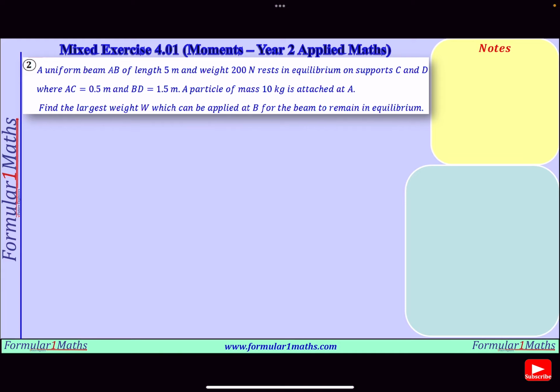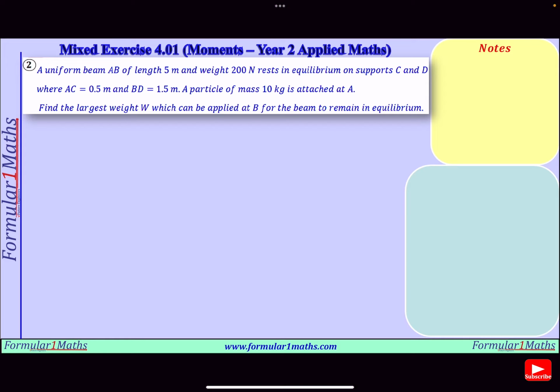Question 2. A uniform beam, AB, of length 5 meters and weight 200 newtons, rests in equilibrium on supports at C and D, where AC is 0.5 meters and BD is 1.5 meters. A particle of mass 10 kilograms is attached at A. Find the largest weight, W, which can be applied at B for the beam to remain in equilibrium.